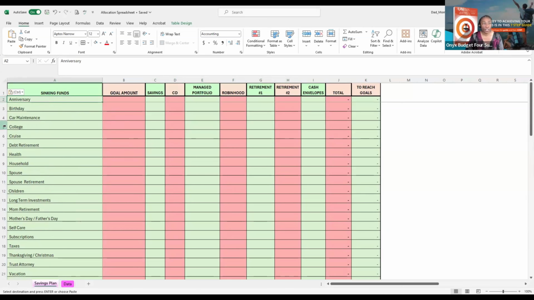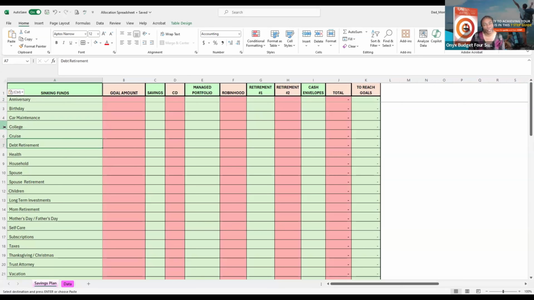So here are some different categories you can consider. Anniversary, birthday, car maintenance is a big one. If you drive a car, you should definitely have a car maintenance account, or you can even have one for saving for a new car. Ever thought about actually paying cash for a new car? And so then we have college, if you have children or you want to go back to college, cruise.